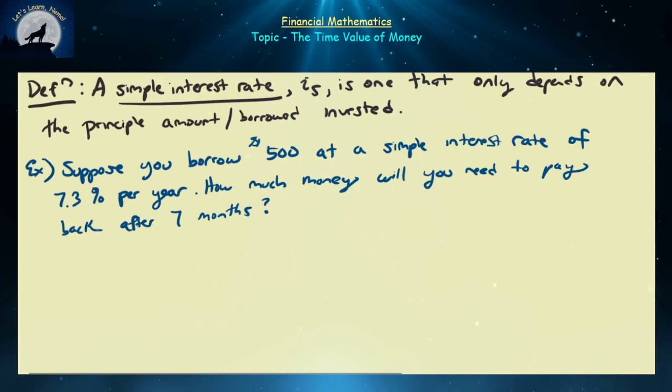So with that idea, let's look at a real-life example of how the simple interest rate works. Suppose you borrow $500 at a simple interest rate of 7.3% per year. How much money will you need to pay back after 7 months?